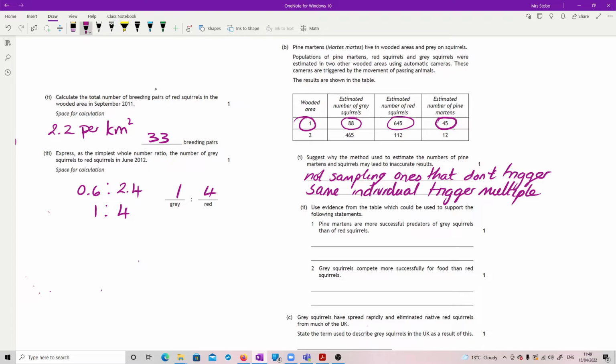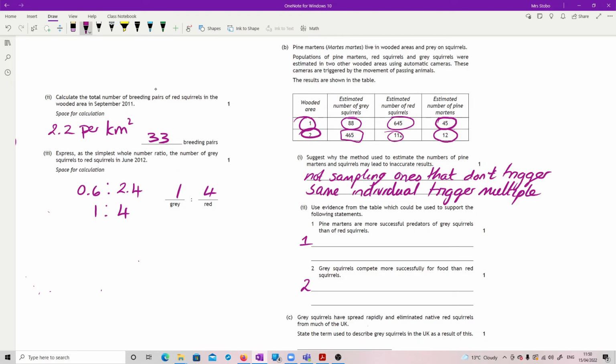It then says, give evidence that would support grey squirrels are more successful for food than red. That's going to come from area 2, because in area 2, when I don't have a lot of predation by pine martens, I have a much higher number of greys and less of my reds. So my greys must be doing better in terms of feeding. And there's your evidence set. So this is from 1 and this is from 2 basically, and you just have to state what's going on.